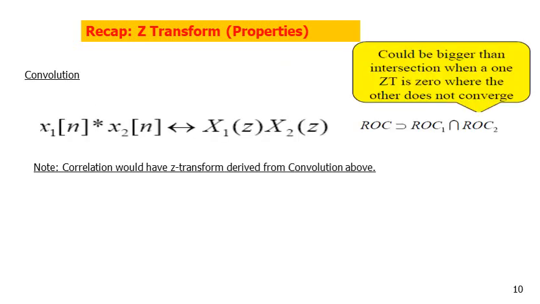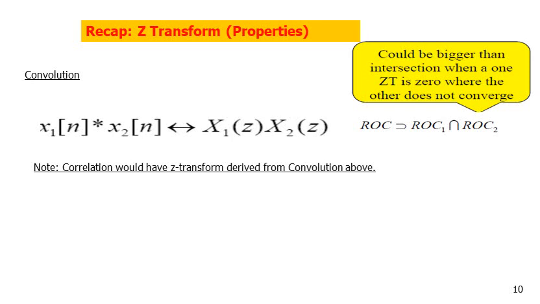The property that we discussed is a simple but very important property, that is the convolution property. The convolution property states that if we are taking the convolution of two sequences in the time domain, then in the z domain their z transforms would be multiplied, or in other words, the z transform of the convolution of two sequences is equal to the product of the individual z transforms, and the region of convergence would be at least equal to the intersection of the two regions of convergence.